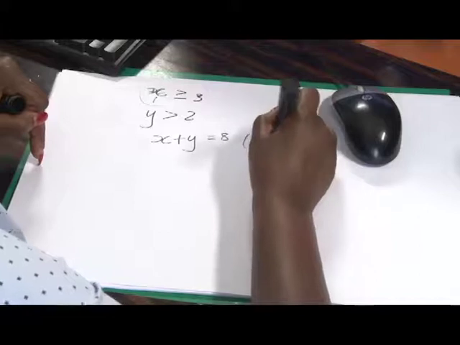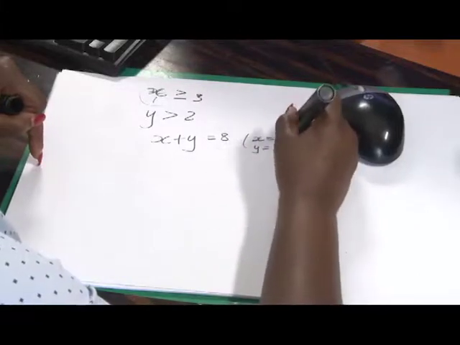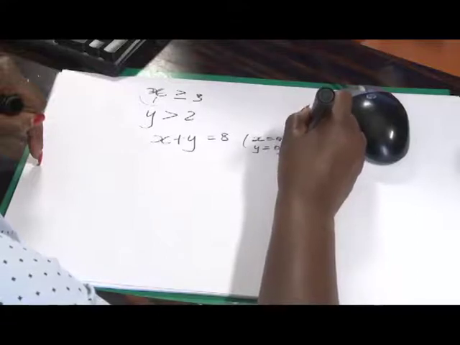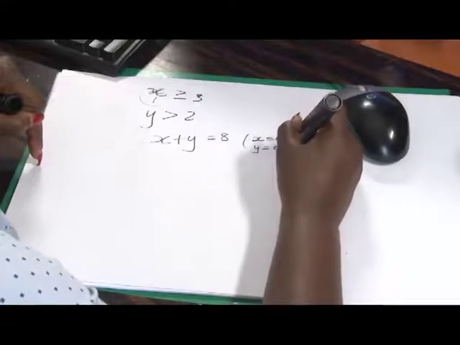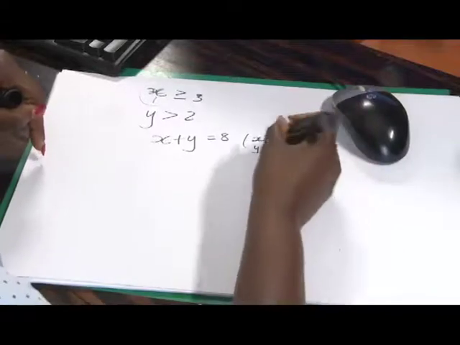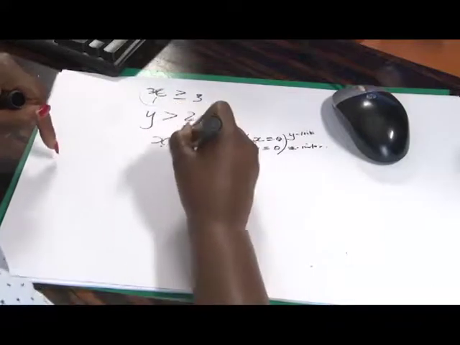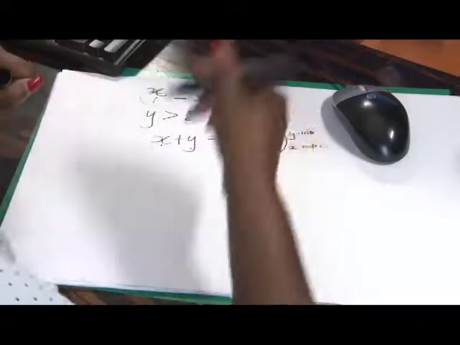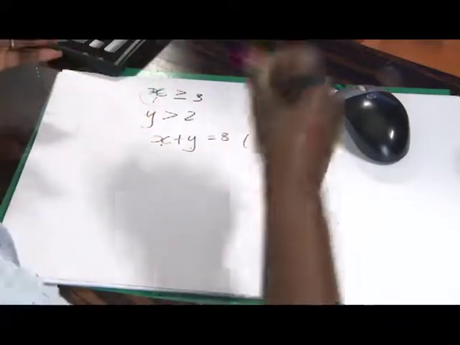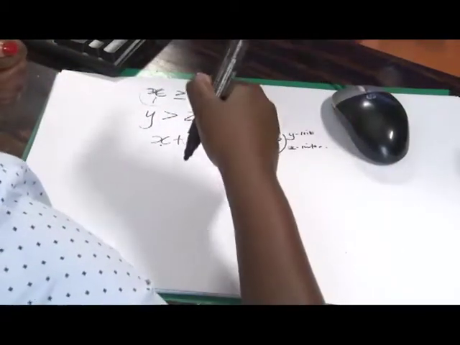When x is equal to 0, you find the y-intercept. When y is equal to 0, you find the x-intercept. So you substitute x equal to 0 here, then you find the value of y and see where your graph will cut the y-axis, or where it will cut the x-axis. And then you shade the unwanted region.